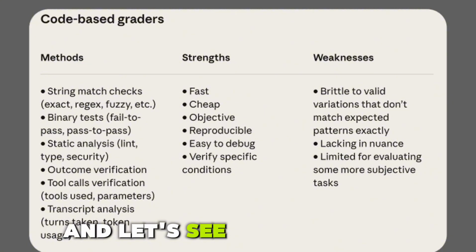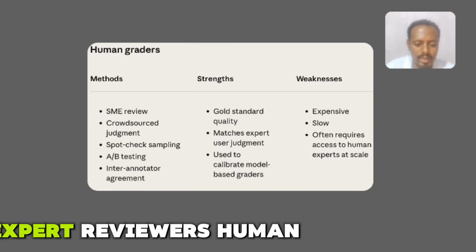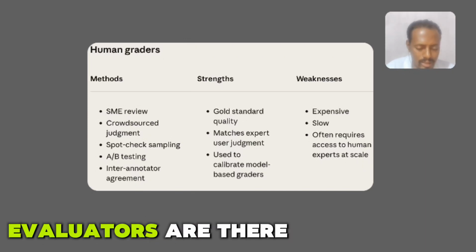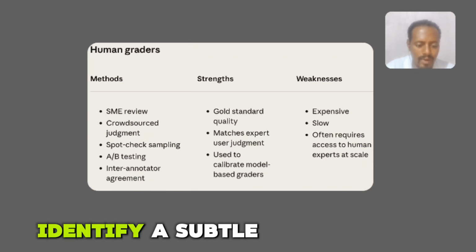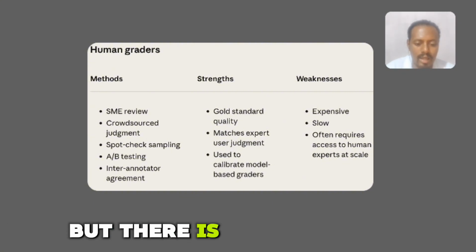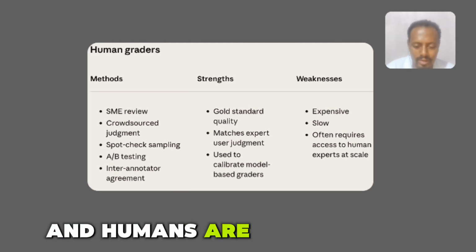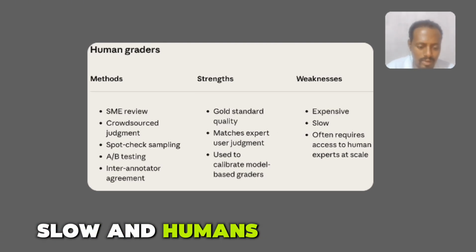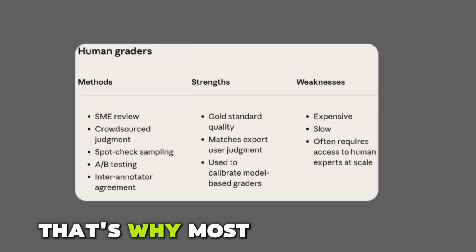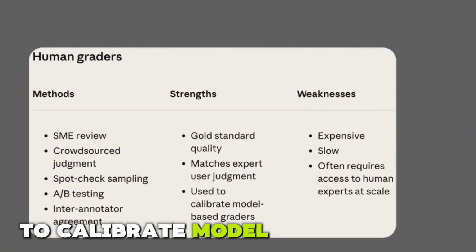And let's see human graders finally. This is still the gold standard. Subject matter experts, reviewers, and human evaluators can identify subtle issues that automated systems miss. But there is a trade-off also. Humans are expensive, humans are slow, and humans don't scale easily. That's why most modern evaluation systems use human grading to calibrate model-based grading early.